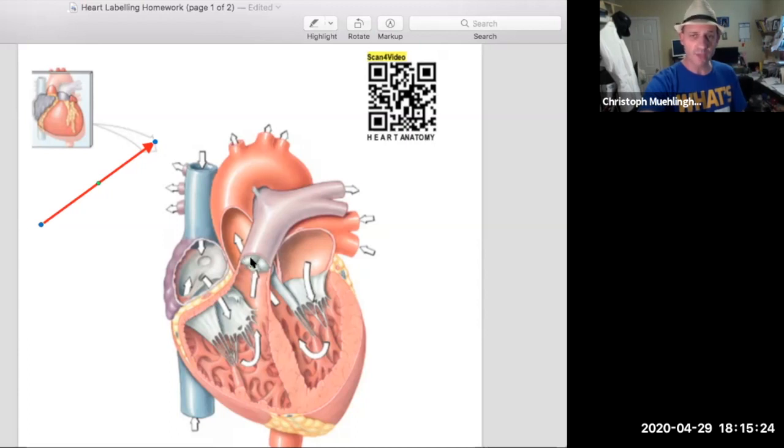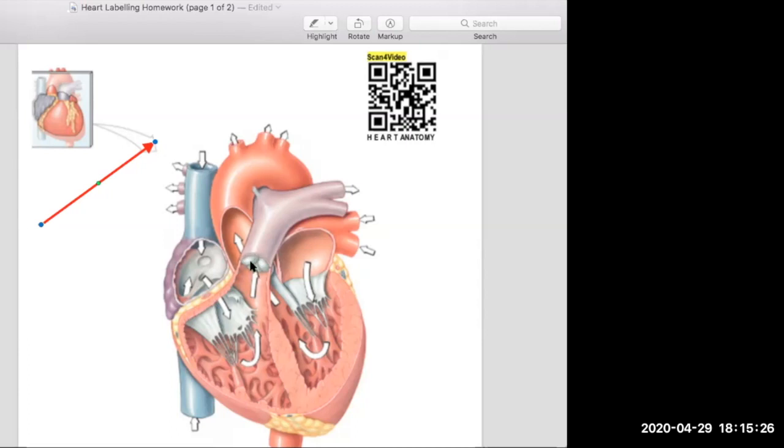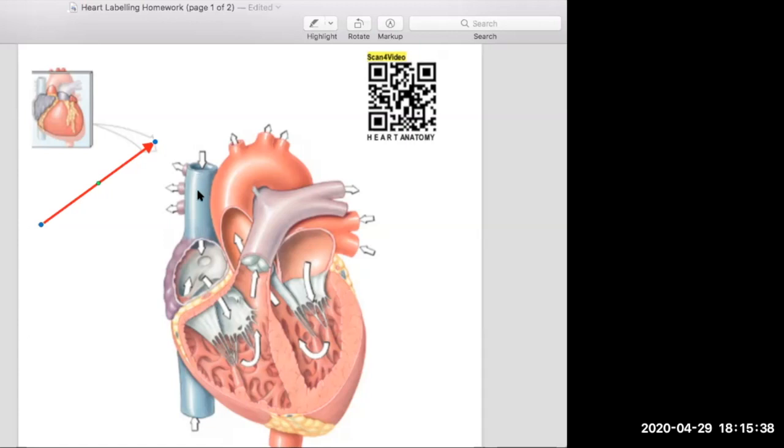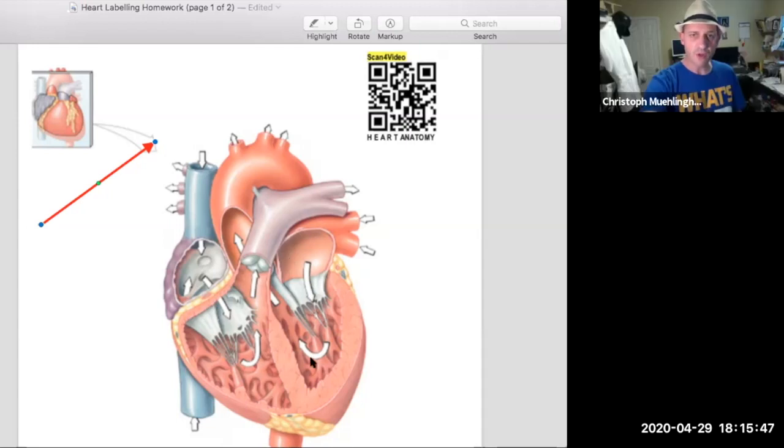What are these called? Anybody? Pulmonary semilunar valves, correct. The aortic ones are back here. You can't see them; they're hidden. So they will be there. Then number 9. Superior vena cava, yes. What was number 5? Number 5 was the ventricle, left ventricle or just ventricle is good.